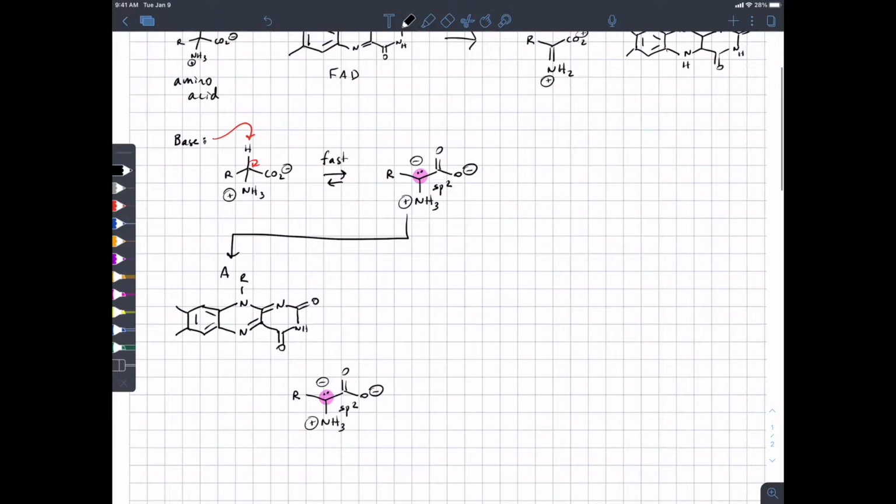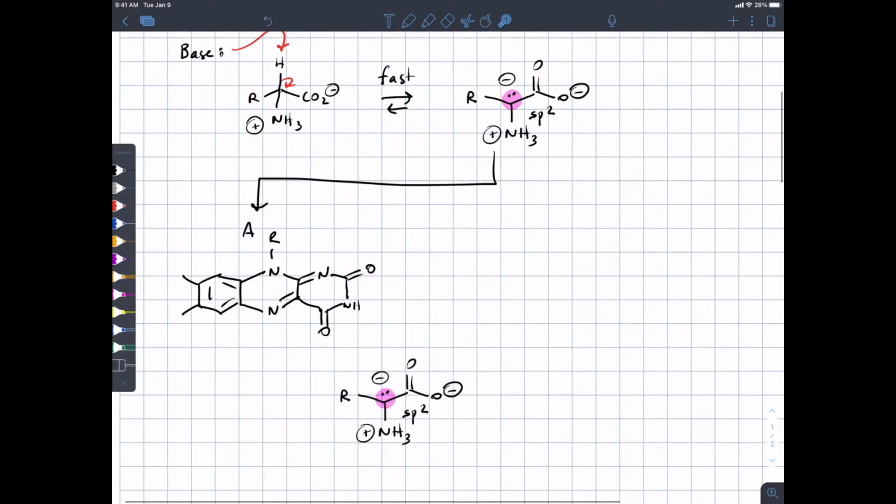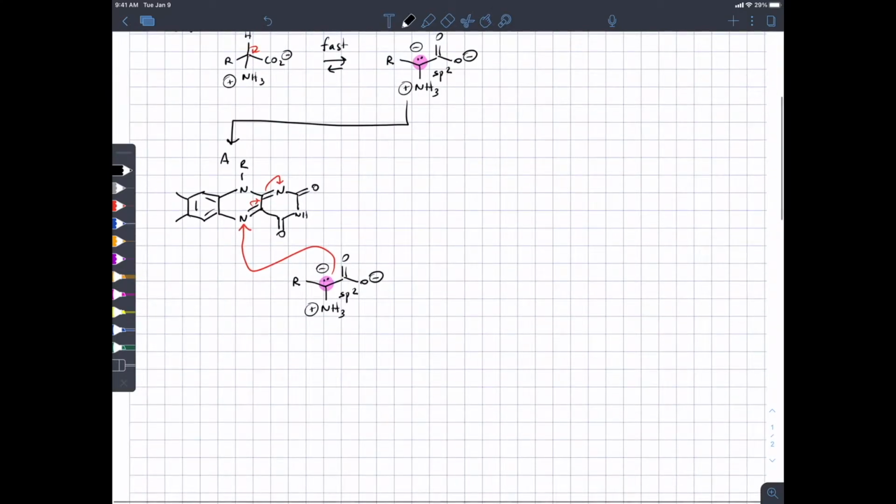All right, so notice in the FAD structure, you basically have an extended conjugated system here. It's almost like an alpha-beta unsaturated carbonyl compound, only it's alpha-beta and gamma-delta unsaturated. In any case, one option is to have the enolate attack here, and we'll move electrons there, and we'll get the following intermediate.